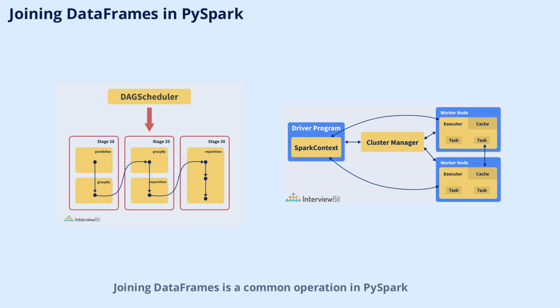Joining data frames is a common operation in PySpark. You can use the join method to combine data from multiple data frames based on common columns. PySpark supports various join types, including inner, left, right, and full joins. You can also chain joins to merge multiple data frames, enabling complex data integration tasks. This flexibility makes PySpark ideal for building rich, multi-source analytics pipelines.